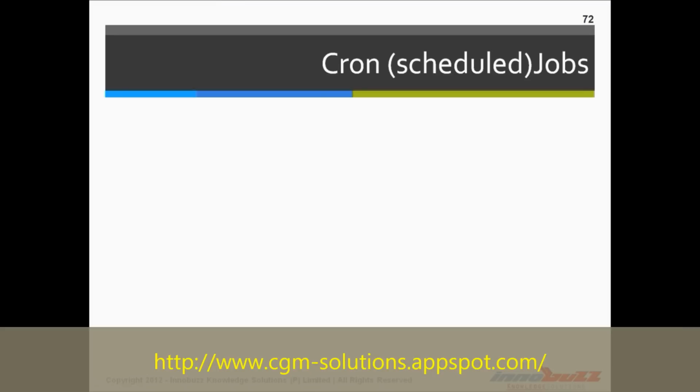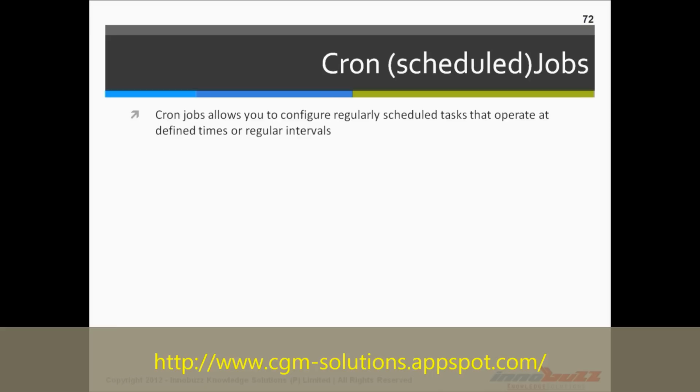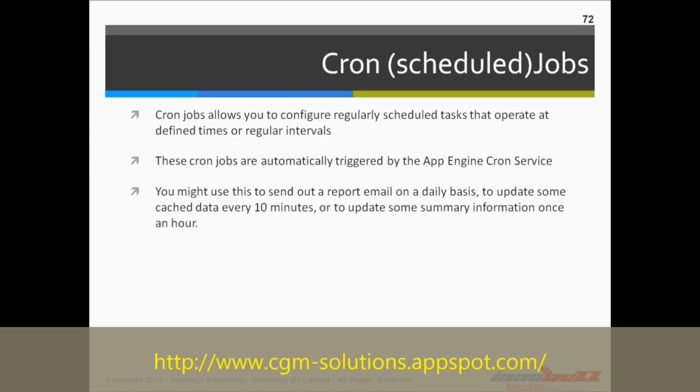Cron or scheduled jobs. Cron jobs allow you to configure regularly scheduled tasks that operate at defined times or regular intervals. These cron jobs are automatically triggered by the App Engine cron service. You might use this to send out a report email on a daily basis, to update some cache data every 10 minutes, or to update some summary information once an hour.